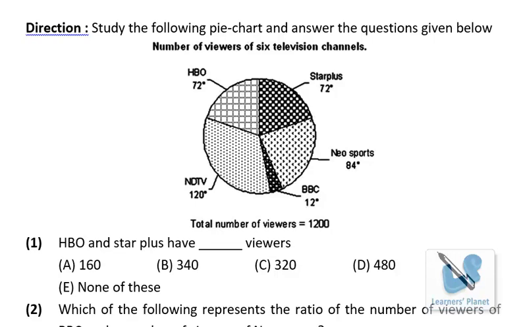Now we have some 5 questions over here, and we need to study this given pie chart and answer all the questions. Total number of viewers 1200. Okay, that seems to be simple.